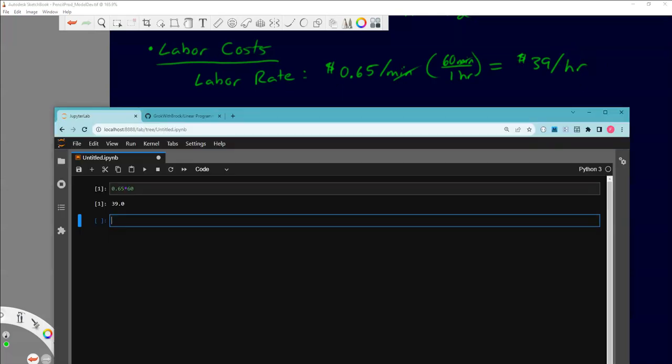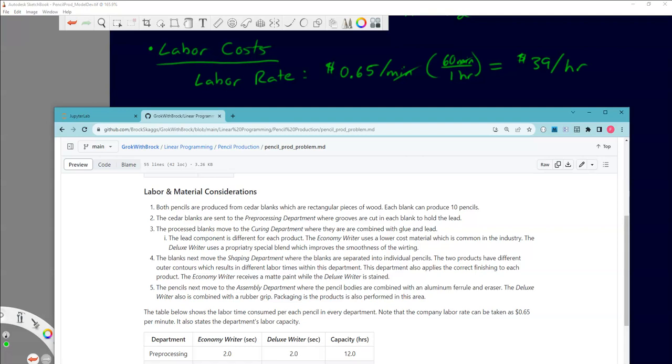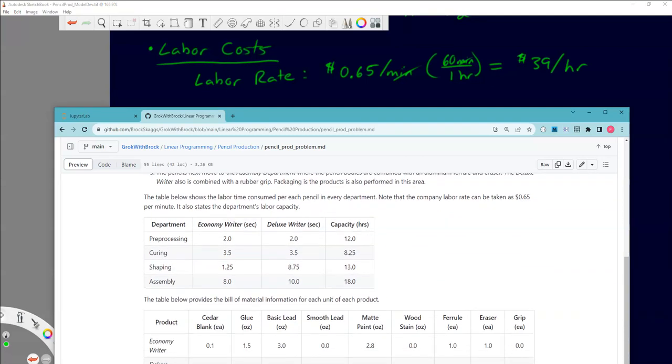Alright, so looking good. So now that I've got the shop labor rate converted to dollars per hour, now I need to come up with a relationship that describes the total labor cost when I make X sub E and X sub D number of products. So one thing I can think about here is I could first look at how much labor in terms of time is consumed, and then I could obviously take that value and multiply by my labor rate to convert that to dollars. So let's work through that.